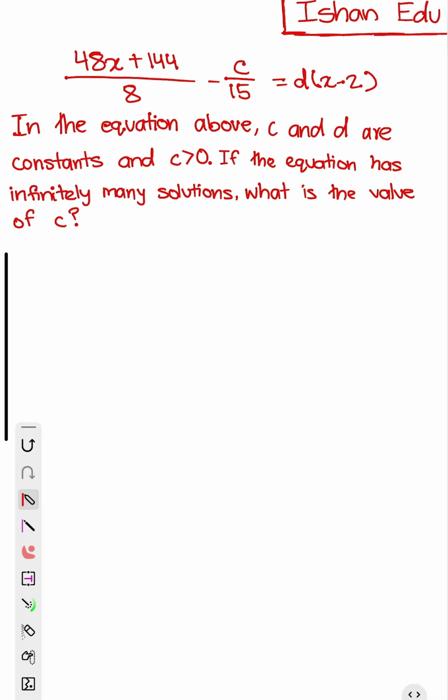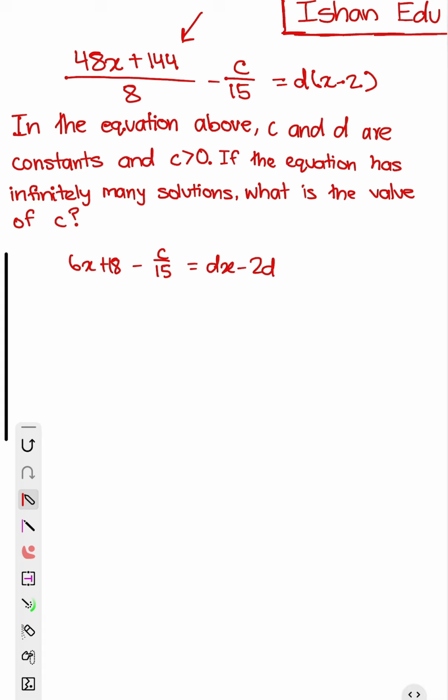So let's take a look at this first expression right here. 48x plus 144 by 8. What I see here is that this can be divisible by 8 and simplified even further. So what we're going to do is simply reword this equation. We can do 6x plus 18, which simplifies it down, minus c by 15 equals dx minus 2d. This is our full simplified version of the equation.